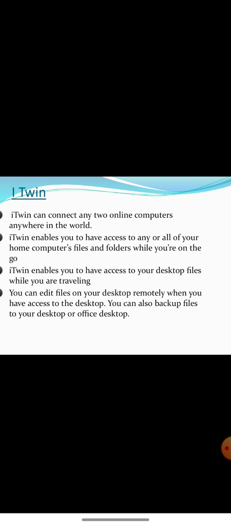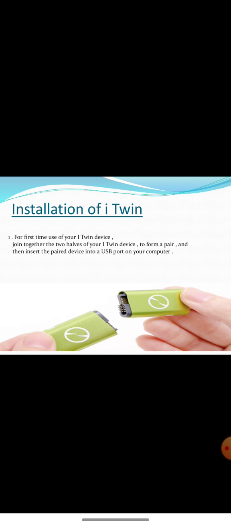Next, we go through installation of iTwin. Installation of iTwin takes different steps. Before iTwin can be used on any computer, iTwin software needs to be installed on it. For first time use of your iTwin device, join together the two ends of your iTwin device to form a pair and then insert the paired device into a USB port on your computer. This computer is henceforth referred to as the trusted computer.